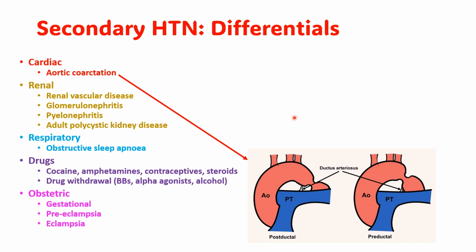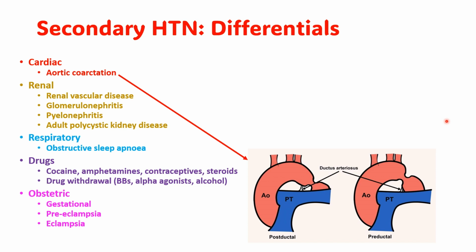And then there are also obstetric causes. So when you think about gestational hypertension, preeclampsia, and eclampsia, gestational hypertension is hypertension after 20 weeks of pregnancy in a previously normotensive woman, so a woman who's previously had normal blood pressure.